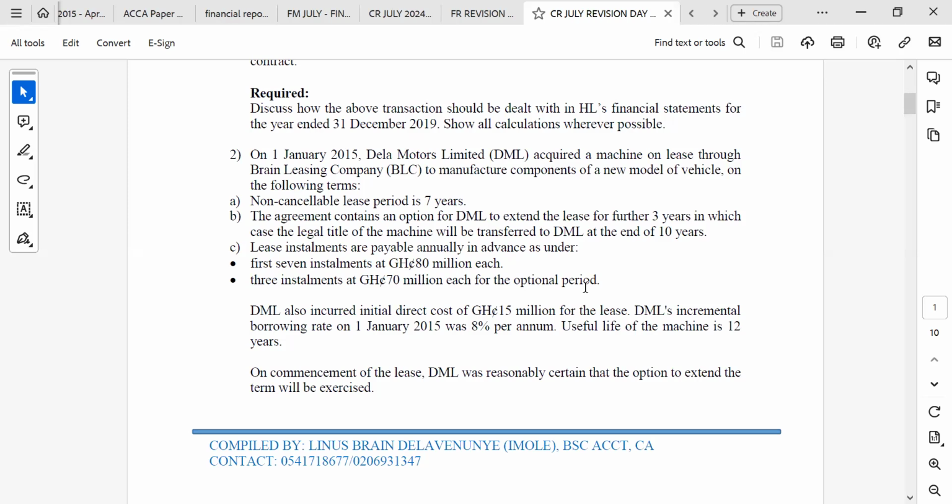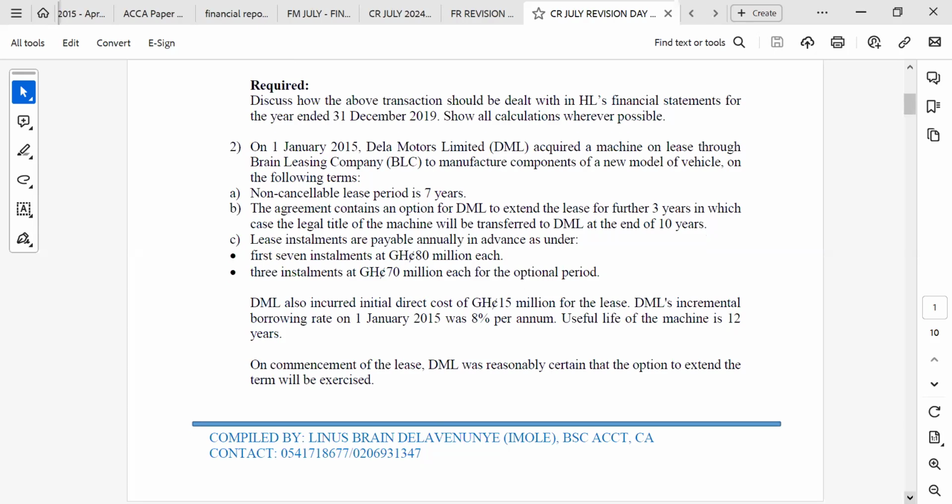Okay. The question is, how is the rental done? Is it in arrears or in advance? In advance. Okay. So it means that the first payment will be done today, which is 1st January. Okay. We now have remaining 6 years to what? To do under the normal one. Then we now have, if we are certain to exercise the option, we now have additional 3 years. So we have new 9 months now to pay, but it will be a different amount that we are paying.